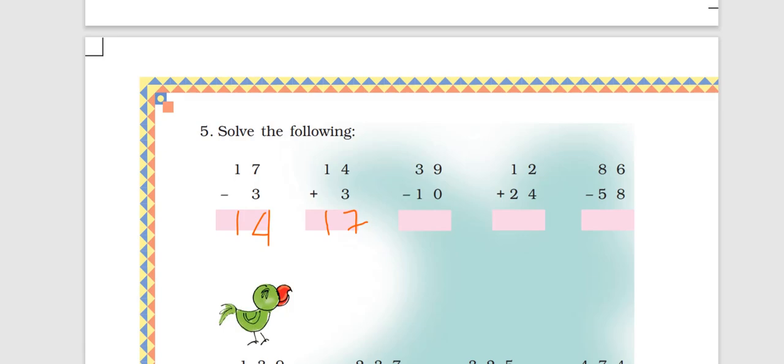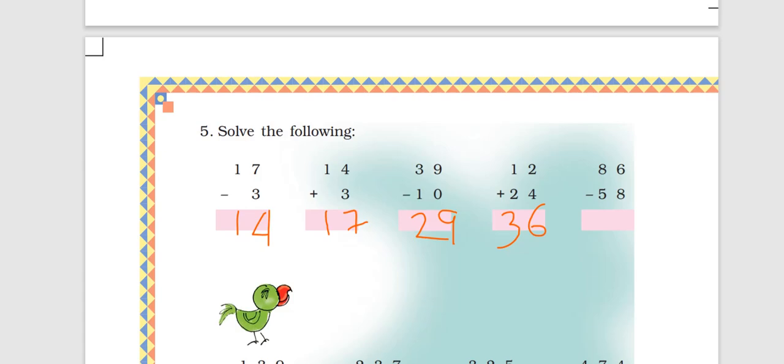Okay. Next one is 39 minus 10. 9 minus 0 is 9 in the ones place. 3 minus 1 is 2 in the tens place. Next one is 12 plus 24. 2 plus 4 in the ones place is 6 ones, and 2 plus 1 in the tens place is 3. 36. Last one is 86 minus 58.